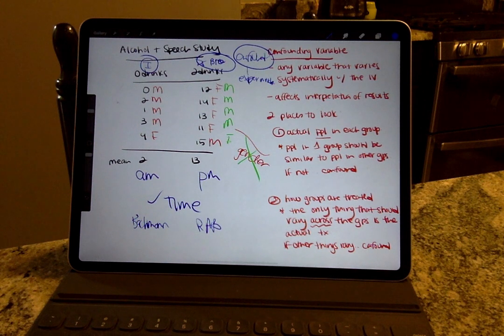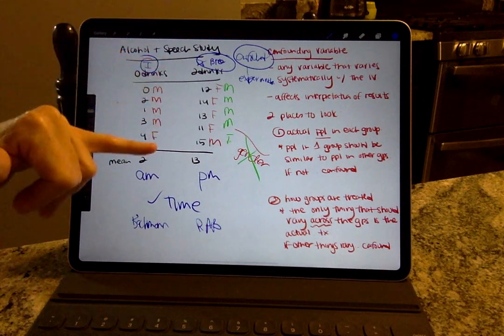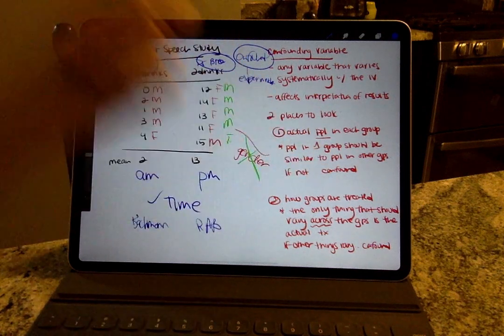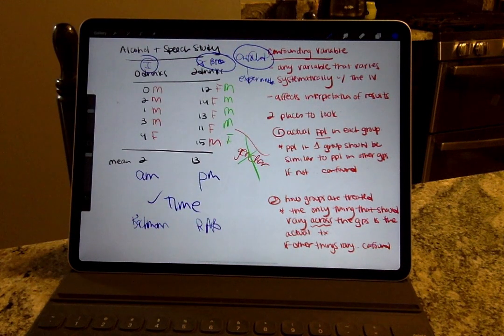The key with this is you want to look in these 2 places, the actual people in the groups and also how you treat the groups. The people in this group should be as similar as possible to the people in this group. If not, you have a confound. And what you do to this group should be exactly the same as what you do to this group. The only thing that should be different is the actual treatment. And if you do anything different, it's a confound.